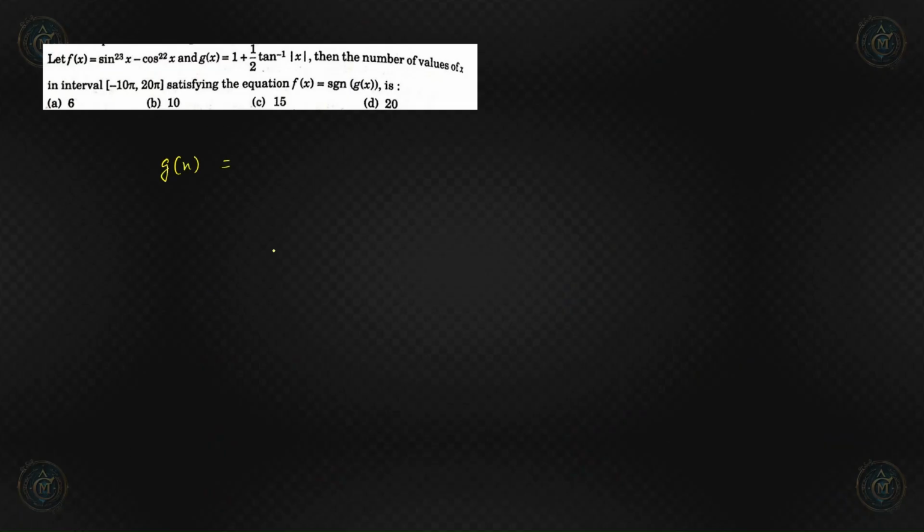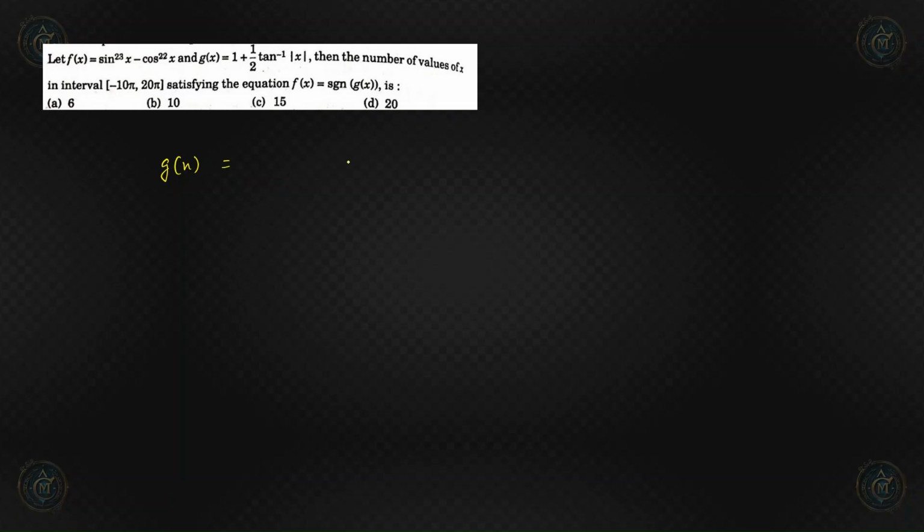g(x), we can say this mod x will be always positive or equal to 0, right? So tan inverse, if we pass some positive parameter in the tan inverse function, it will return some value which is greater than or equal to 0 and less than pi by 2, right?